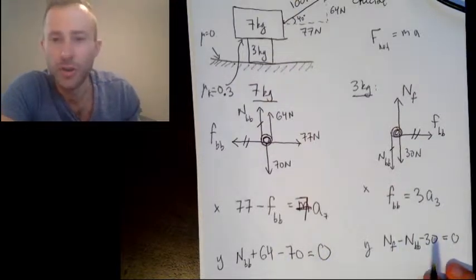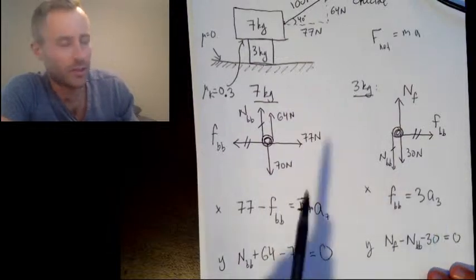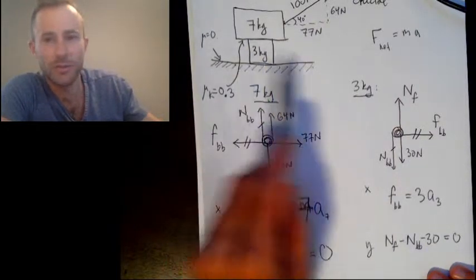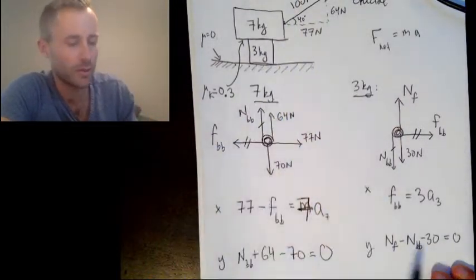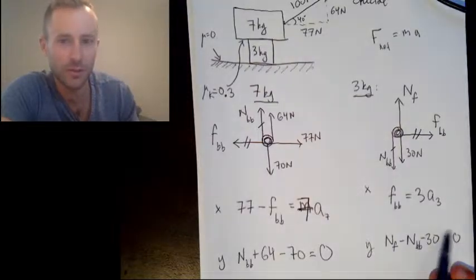Okay, so as I said, the 3 kilogram block is only moving side to side. It's not moving up and down. So that's why the up and down acceleration term is 0.